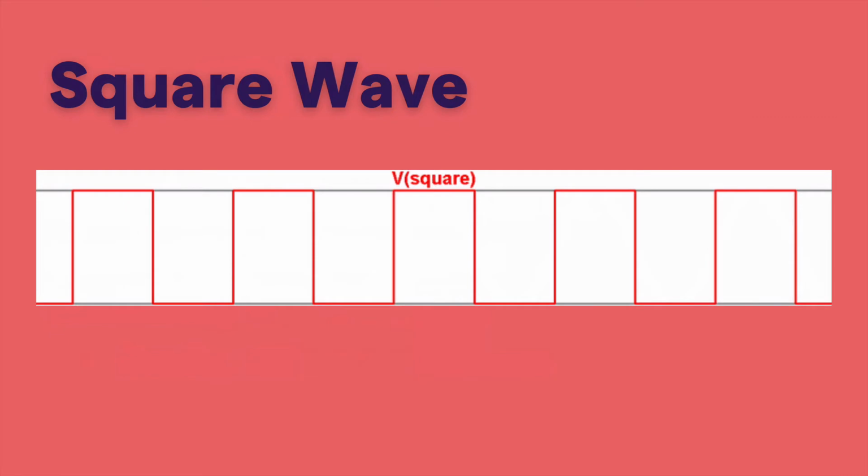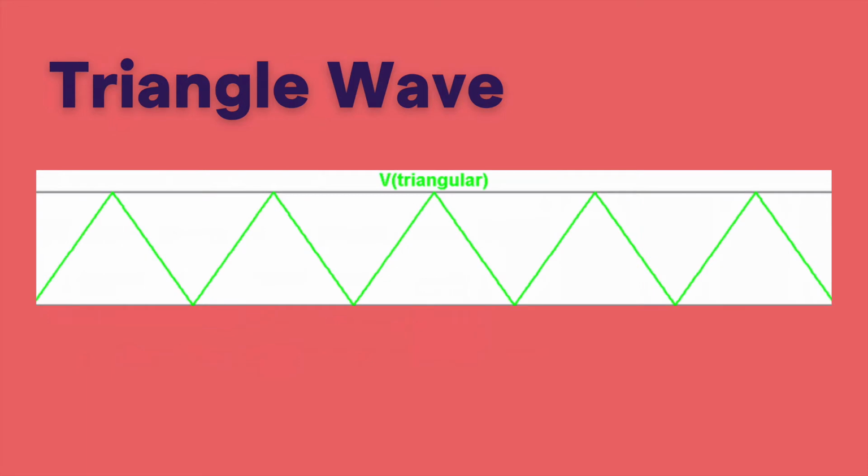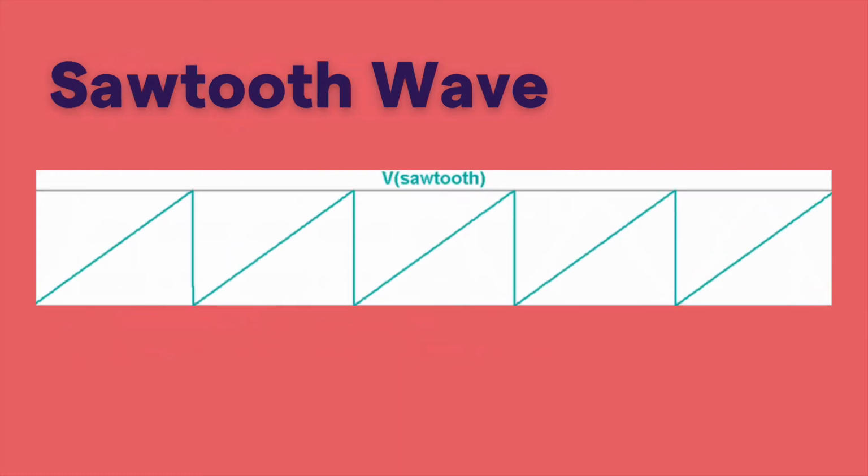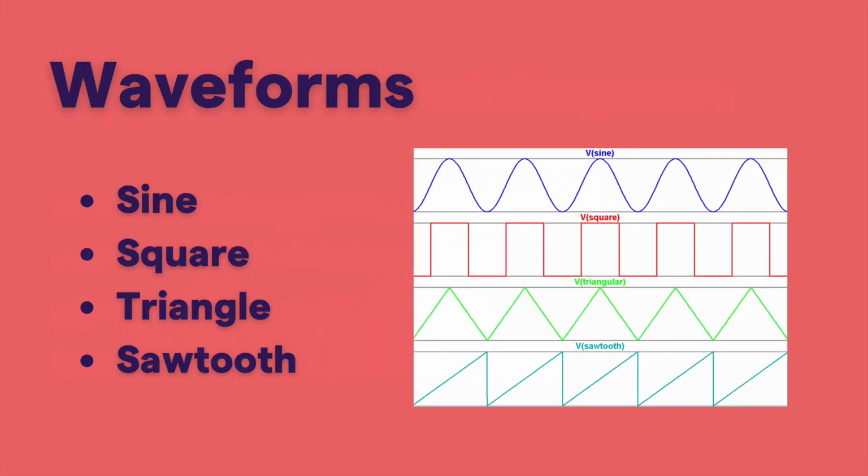A square wave looks like this and sounds like this. A triangle wave looks like this and sounds like this. And a sawtooth wave looks like this and sounds like this. These waveforms are the building blocks of most types of synthesis.